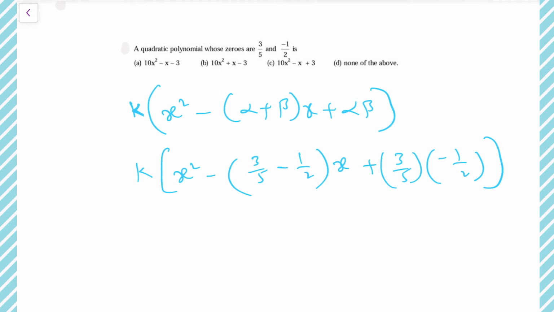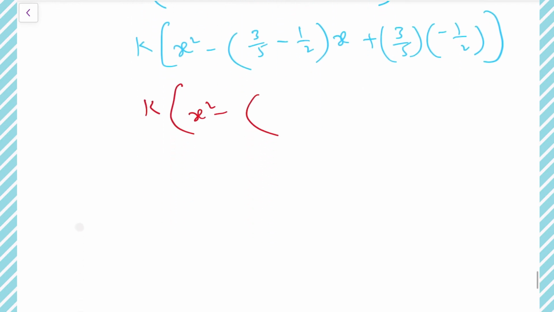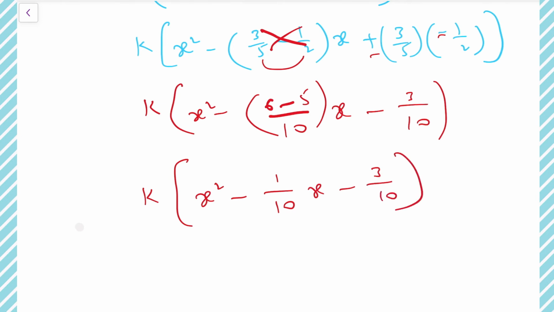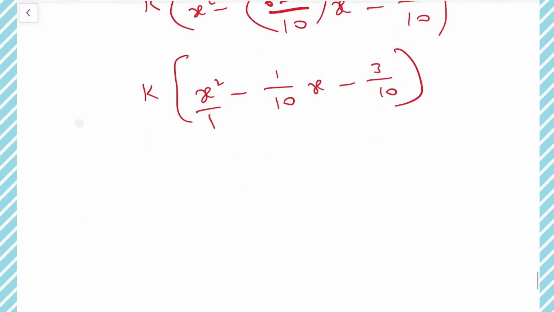If we simplify this further, k times x square minus, inside the numbers having different denominators, so simply cross multiply the denominators: 3 2s are 6, minus 5 1s are 5, times x, plus into minus, minus 3 1s are 3 by 5 2s are 10. So this will be k times x square minus 6 minus 5, 1 by 10 into x minus 3 by 10. Here only x square is there, so I can write it as x square by 1.